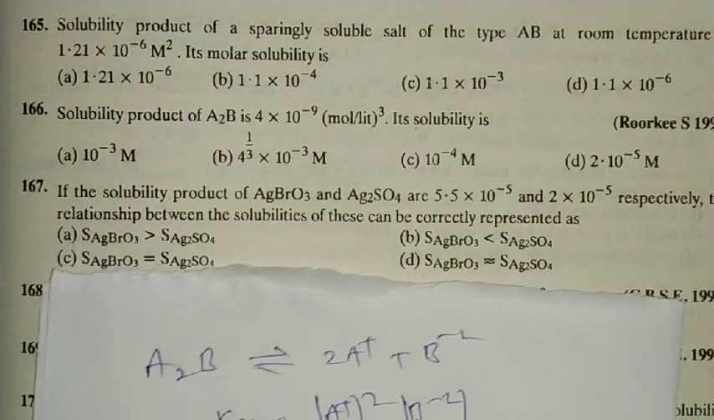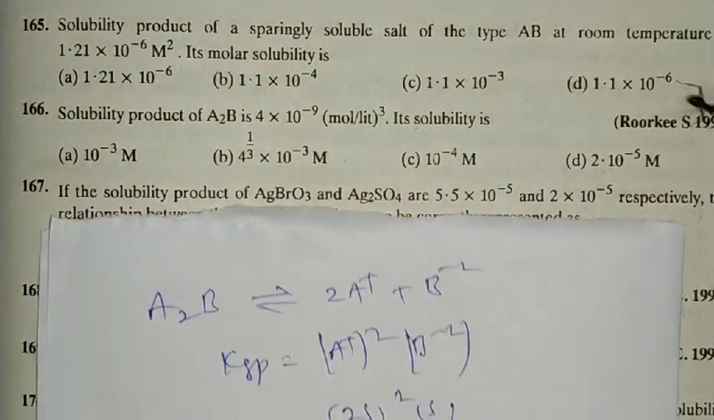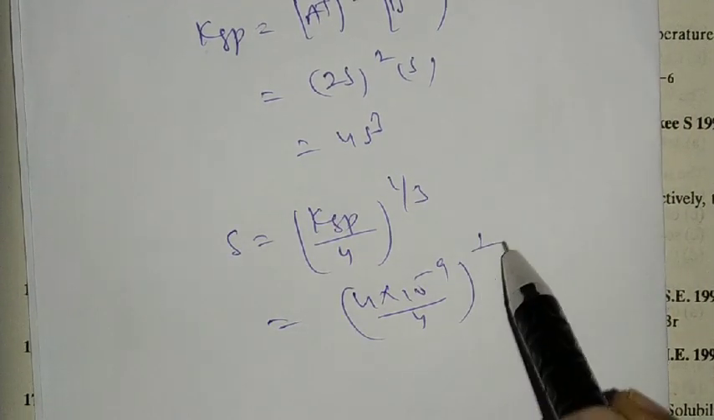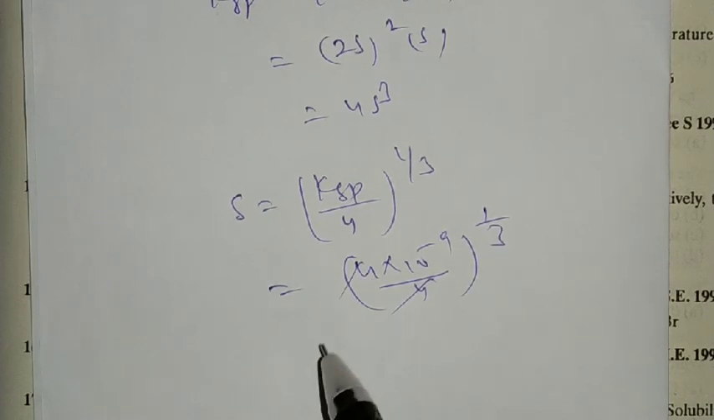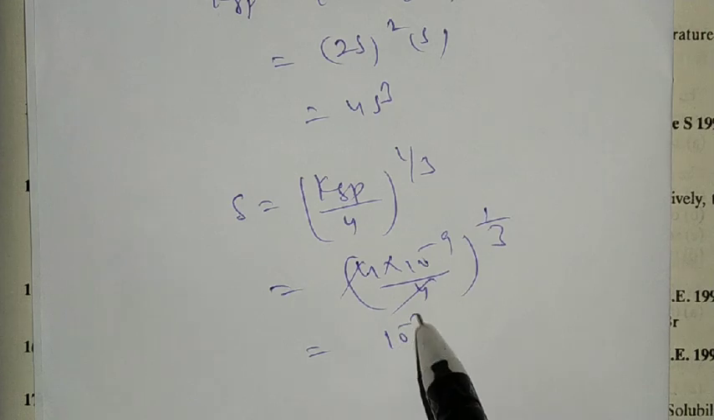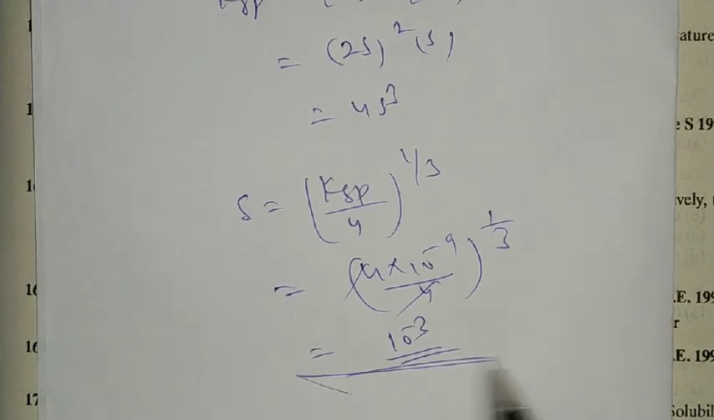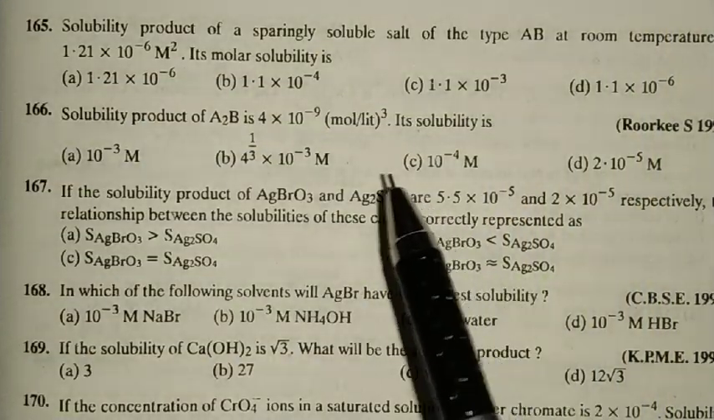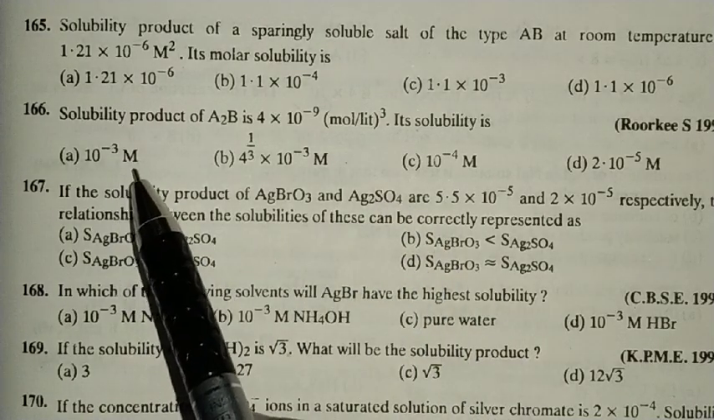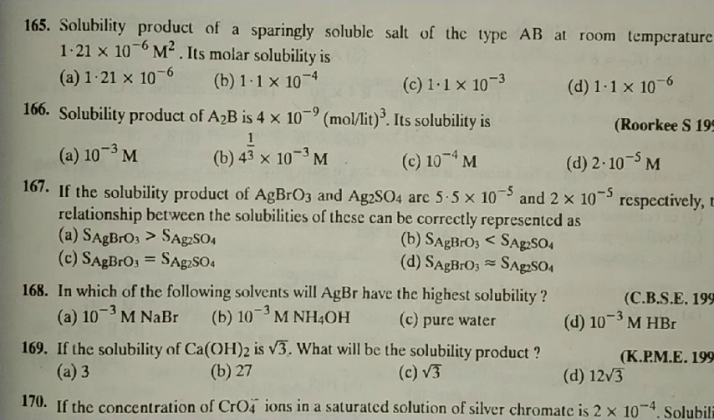Now, what is the Ksp value? 4 × 10^-9. So S equals (4 × 10^-9 / 4)^(1/3). The 4 cancels, leaving (10^-9)^(1/3), which is 10^-3. So this is our answer. Is it okay? Now what is the option here? Option A, 1 × 10^-3 M. Is it clear? Right. Look at the next question.